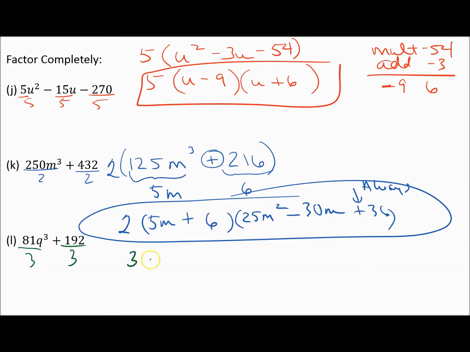And when you do that, don't forget to write it in front, okay? So 3 goes into 81 27 times.